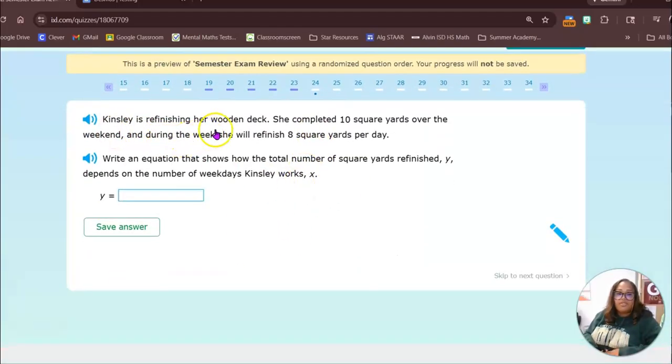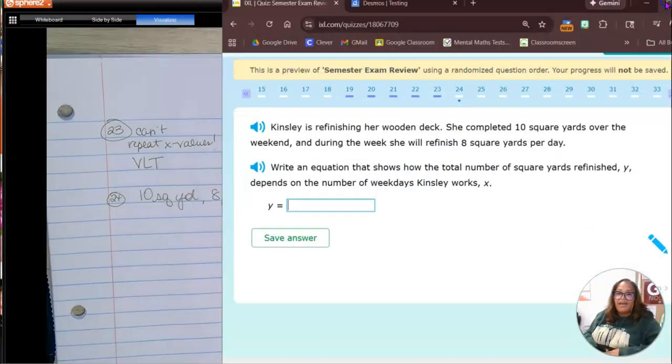Kinsley is refinishing her wooden deck. She completed 10 square yards over the weekend. So let's write 10 square yards. And during the week, she'll finish 8 square yards per day. Write an equation that shows how the total number of square yards refinished, y, depends on the number of weekdays Kinsley works, x.